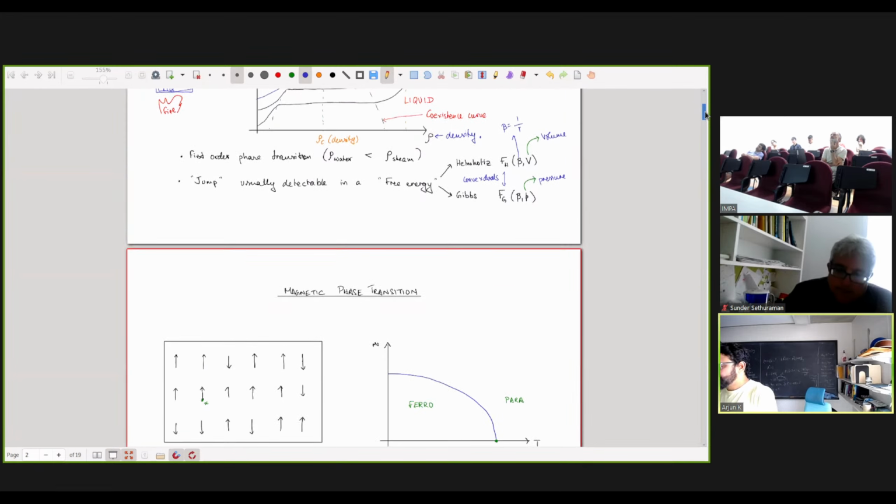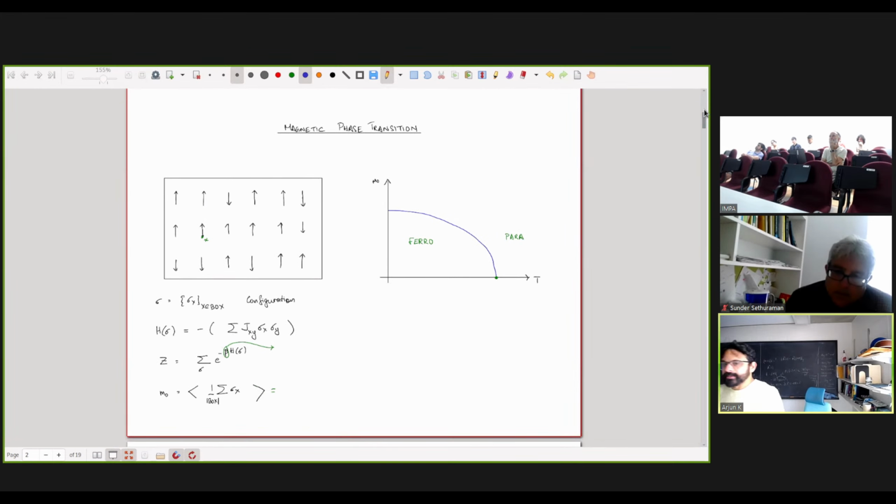Okay. So another typical phase transition that we see is the magnetic phase transition. To be precise, it's the paramagnetic to ferromagnetic phase transition. And that's probably best explained using the Ising model.